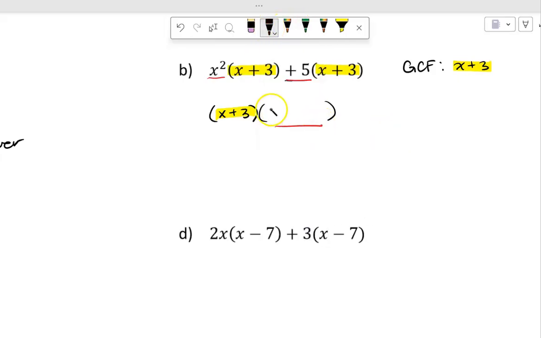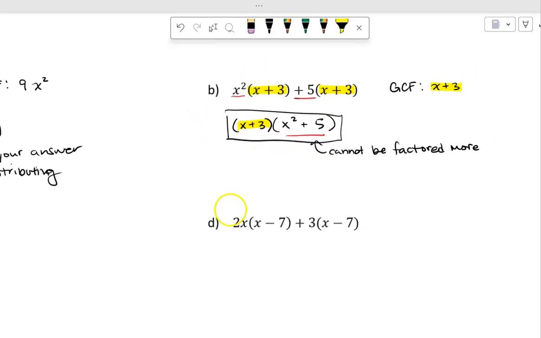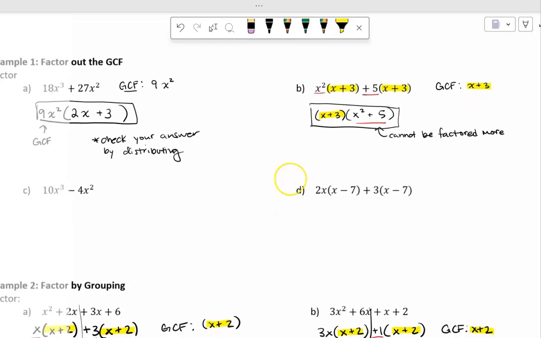So x squared plus 5 is all that's left, and this cannot be factored more. Even though you have an x squared, it doesn't mean it can always be factored. This plus sign in between makes it so that it's not a difference of squares. There's just nothing you can do. You leave it alone, you put a box around it, and that's it. That's as factored as it gets. You guys are going to do C and D.